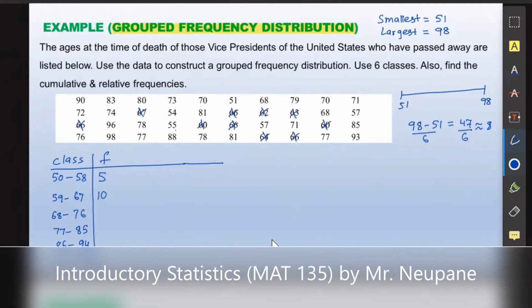Yes. Okay, now please count. I'm going to give you about 2 or 3 minutes. So please count the frequency for the remaining classes, please. I'm giving you a few minutes here, maybe 2 minutes. Use that time, count the frequencies.